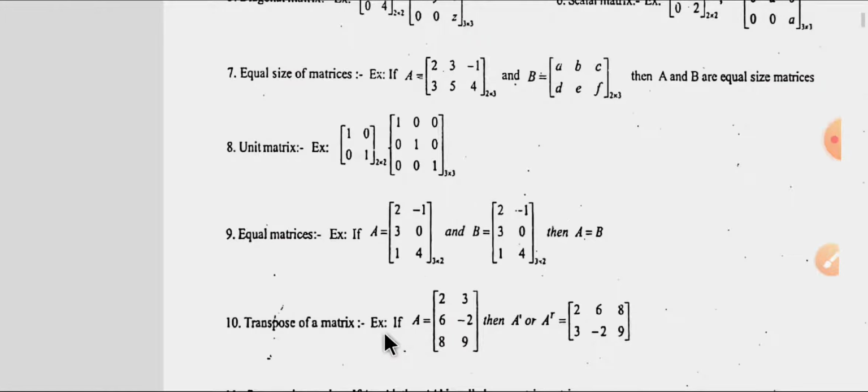Next, the transpose of a matrix. The transpose of a matrix is obtained by interchanging rows and columns. Suppose A equals the matrix 2 3 6, minus 2 8 9. Then the transpose of A is denoted by A dash or A raised to the power t, and we write columns as rows and rows as columns. That is, A transpose equals: the first row is written as a column 2 3, the second row as a column 6 minus 2, the third row as 8 9. So the transpose of a matrix means we write columns into rows and rows into columns, interchanging the elements.